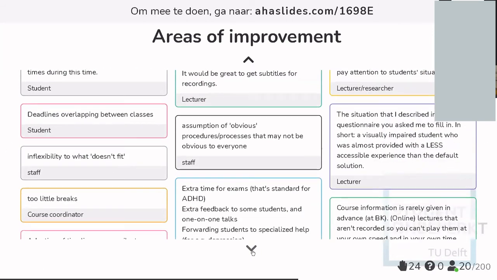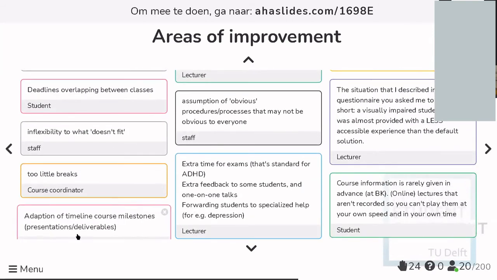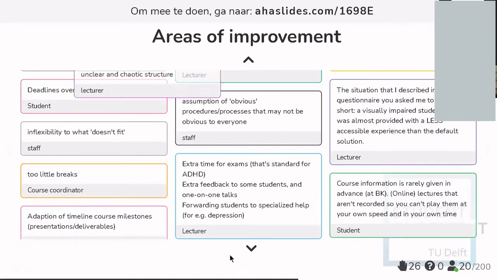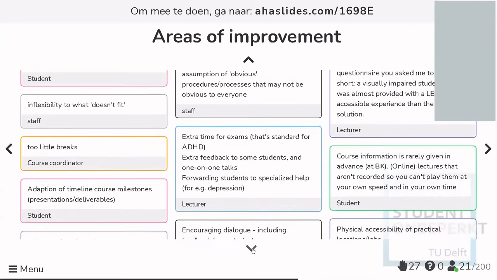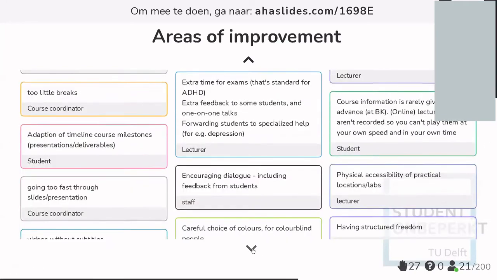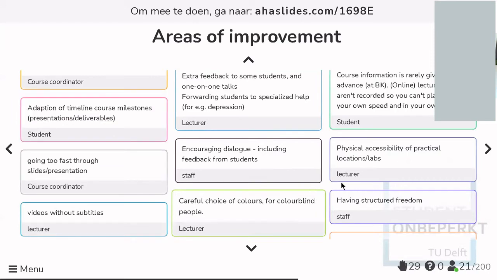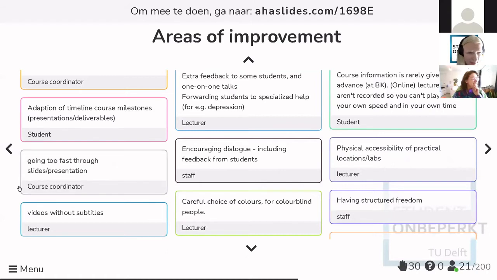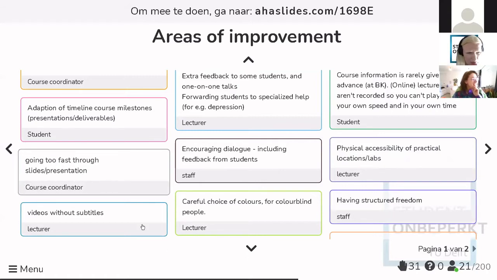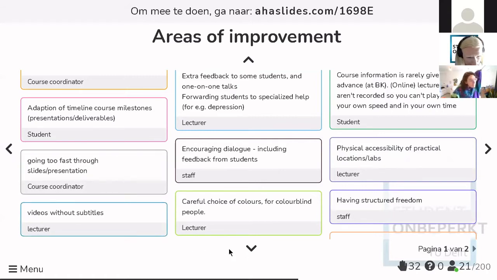I'll just slowly go over them so you can read some of them. Breaks: we already had someone mentioning breaks before. Extra time was also already mentioned one time, that it's also a thing that could be improved. Again, I also see course information here. Physical accessibility of practical locations and labs, that's also an interesting one. Going too fast through slides and presentations.